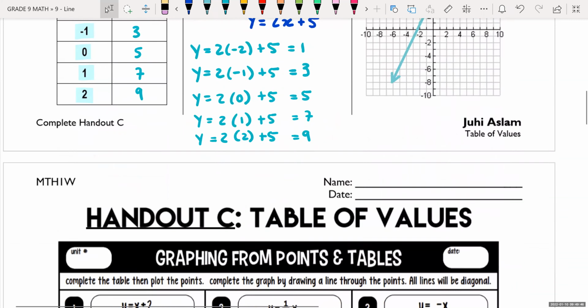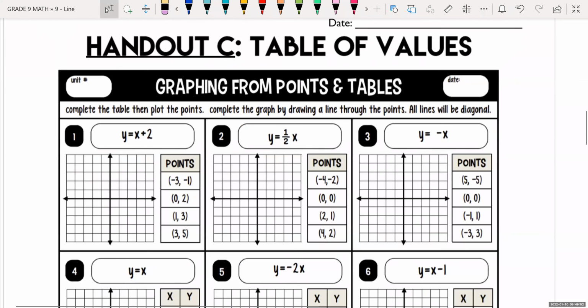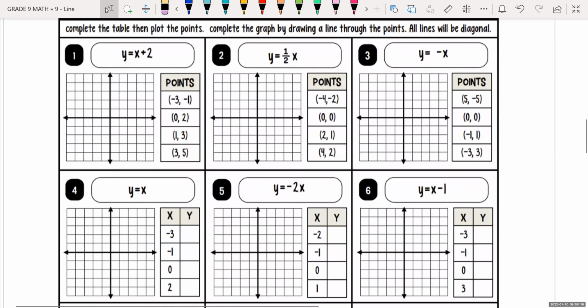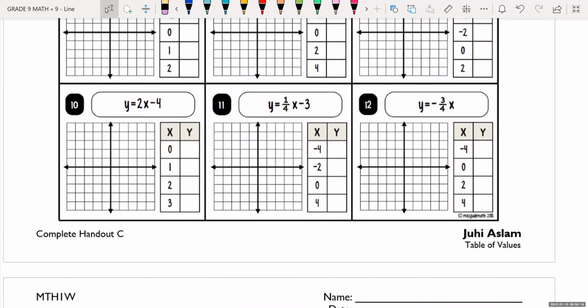Your homework for this part, I've tried to make the homework kind of fun, so you're not just staring at textbook questions. That being said, there are no textbook questions for this. There is this sheet, which is called Handout C Table of Values. The instructions say complete the table, then plot the points, complete the graph by drawing a line through the points. All lines will be diagonal. So for the first 3 questions, they give you all of the points and you're just practicing graphing. And then for all the rest, they give you your x values and you're going to have to figure out the y values using the equation, and you're going to have to graph.